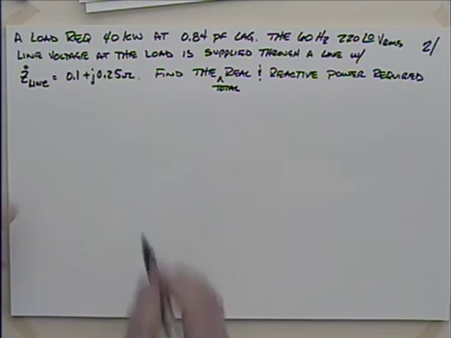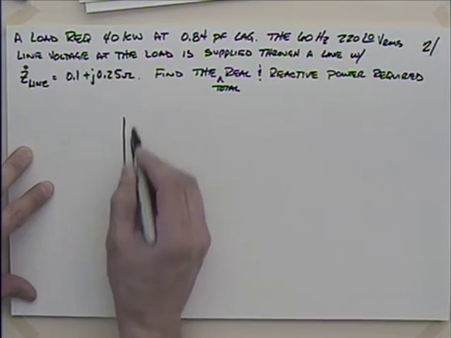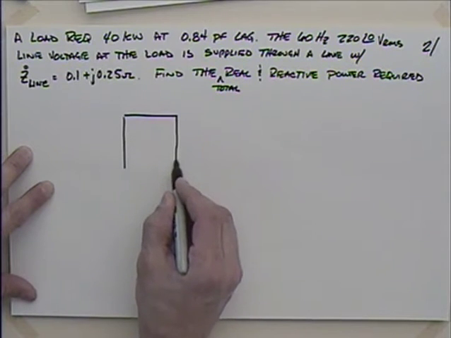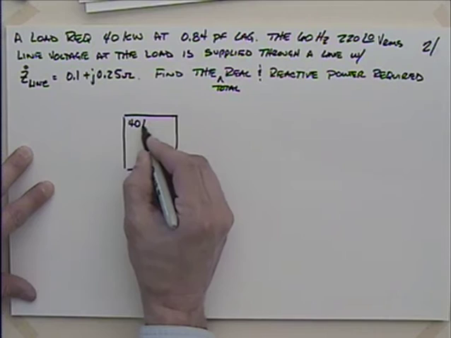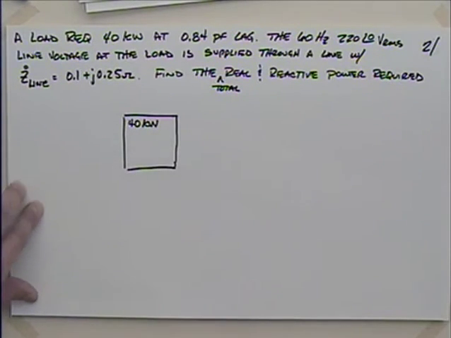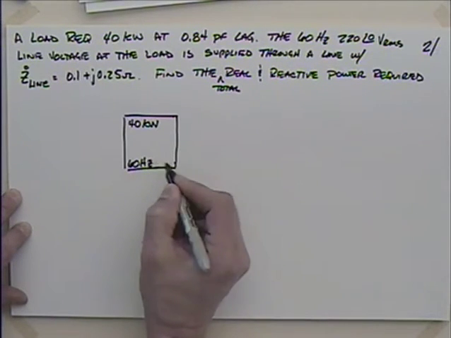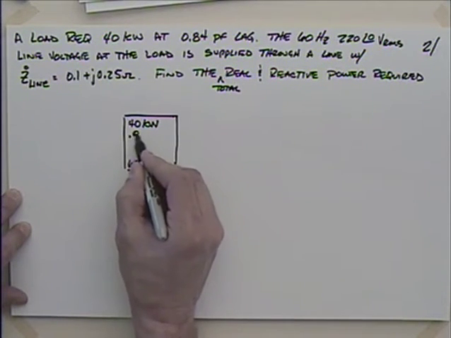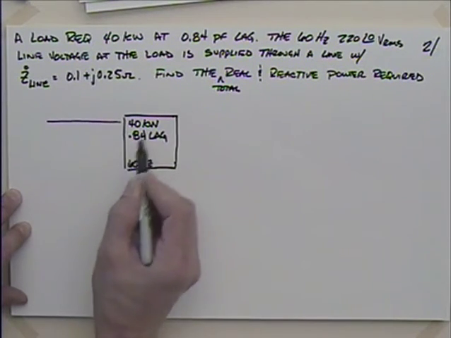So let's put this into a picture, take quite a bit less than 1,000 words, and summarize it with a picture. So I have this load, 40 kilowatts. And now when someone says 40 kilowatts, you start thinking, oh, that's real power. That's average power. That's the horizontal portion of my power triangle, isn't it? We're told that this is 60 hertz. We're told that this is 0.84 lagging. Okay, and we've got a couple lines going into this thing.